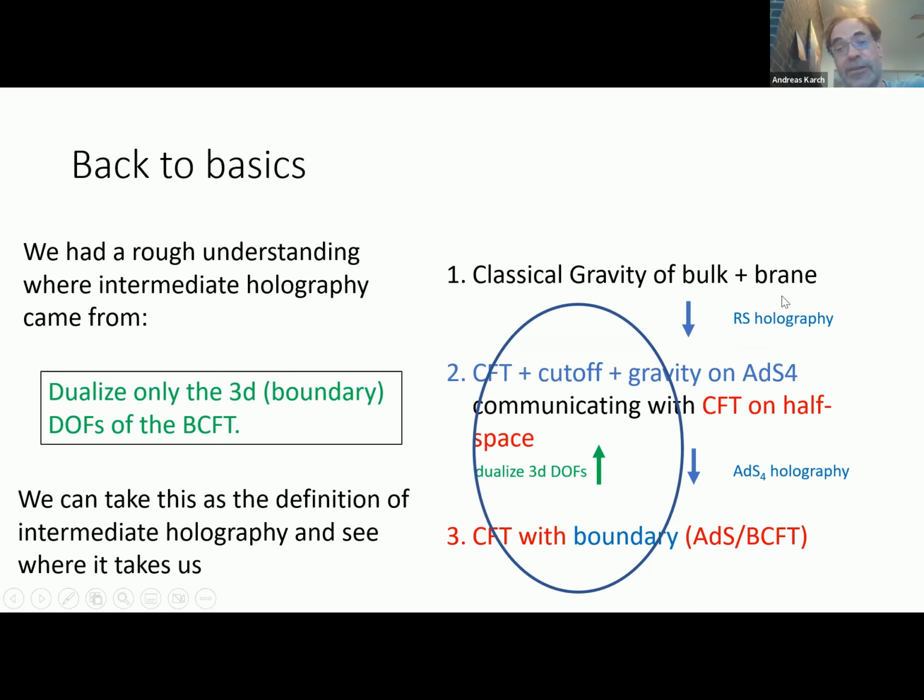And the full bulk tool is also fine, right? The UCLA people wrote down the solution. It's a perfectly fine gravity solution. What we want to somehow define is this intermediate picture. And what we're going to do is explicitly what I told you before, in the spirit of this intermediate dual.